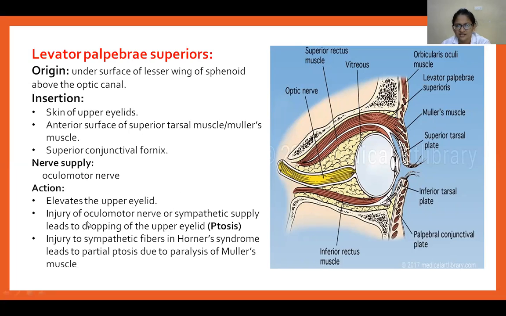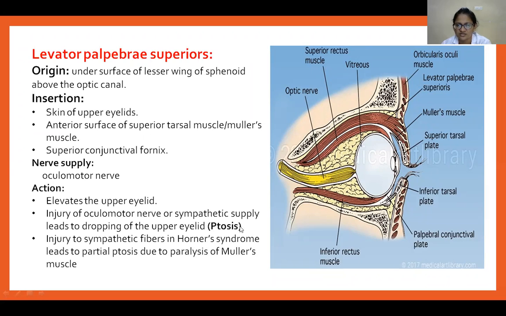If there is any injury to the oculomotor nerve, it leads to drooping of the upper eyelid. That is, the opening of the eye becomes very narrow. This condition is called ptosis. Injury to sympathetic fibers: if there is any injury to the sympathetic fibers, it leads to Horner syndrome.